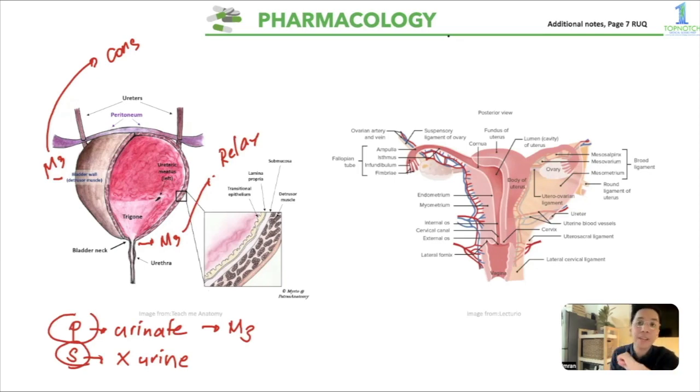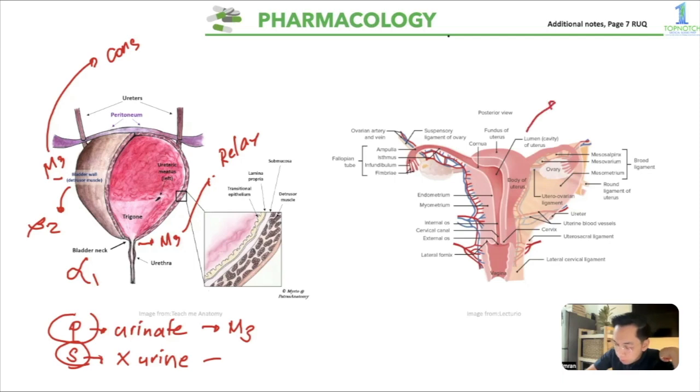Now, for sympathetic innervation, what we want is to not urinate. So what you want to do is constrict the neck, right? And what constricts the bladder neck is the alpha-1 receptor. Alpha-1 receptor. Okay? While your bladder wall should what? Relax or contract? Relax so the urine is not pushed out, right? And that is innervated by your beta-2 receptor. Okay? So that you won't urinate.